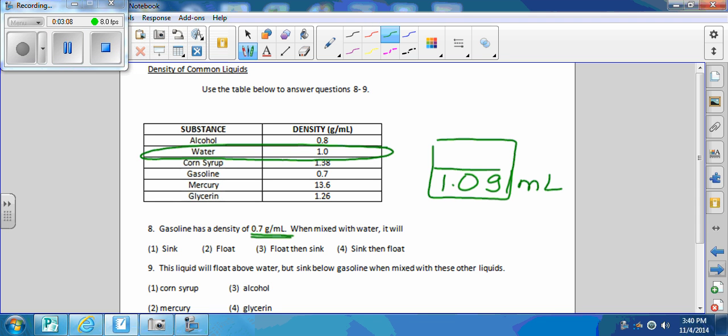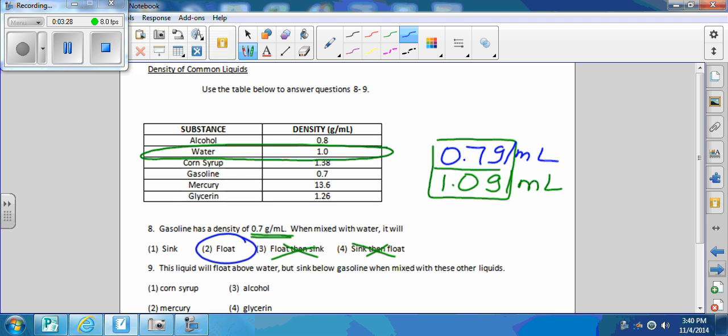It's not going to change its mind, float then sink or sink then float. These are silly. So right away you should have gotten rid of those. So the density of water is greater than the density of gasoline. So therefore the gasoline has no choice but to float. This liquid will float above water, but it will sink below gasoline.